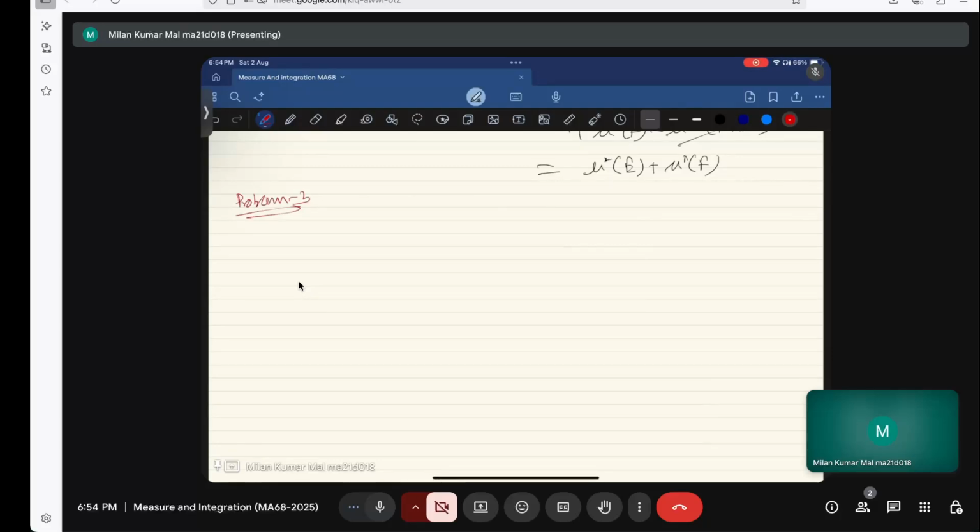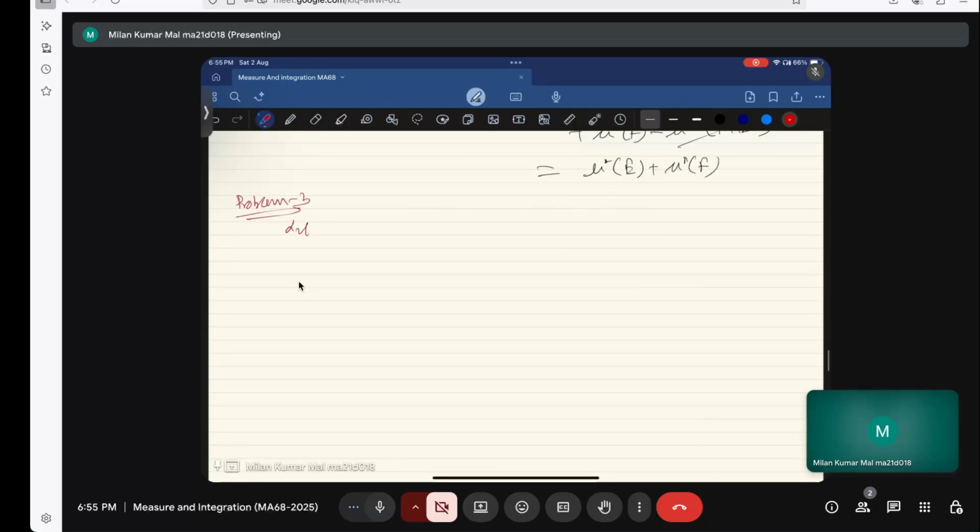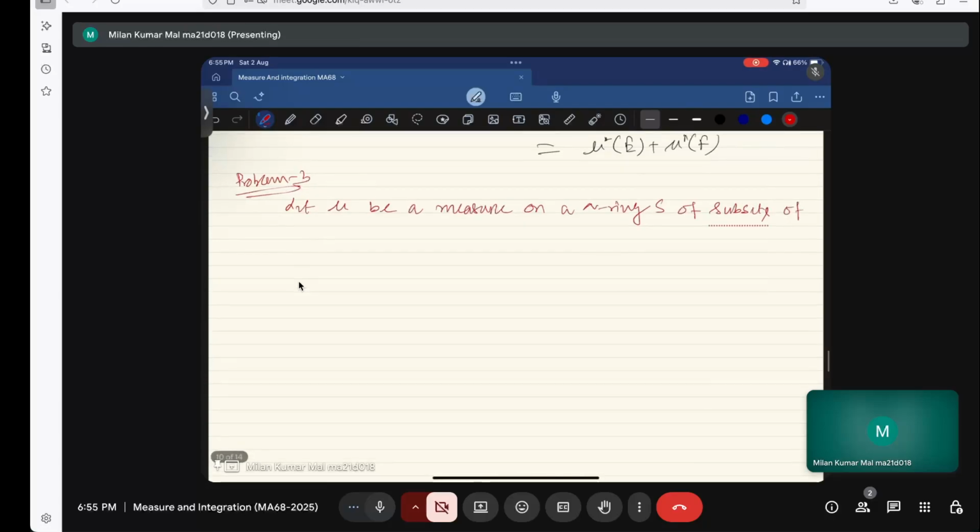Okay, so here is the problem, but the problem is a little long, so let me write this one. Let X be a non-empty set, and let mu be a measure on a sigma ring. That means this is closed under countable union and differences of subsets of the non-empty set X.